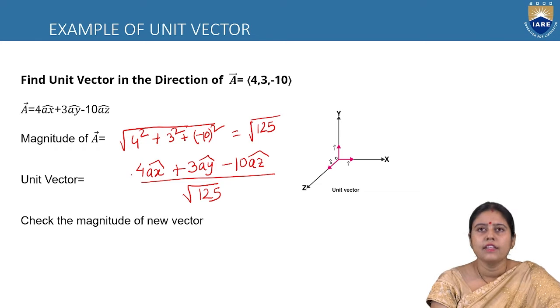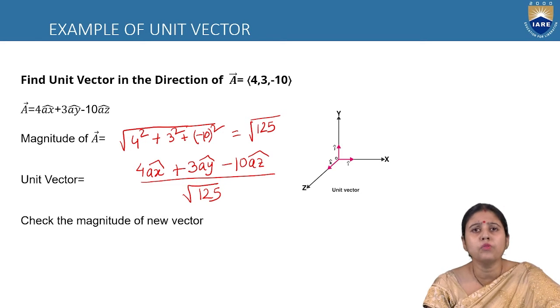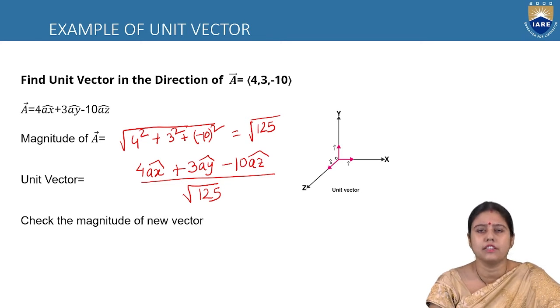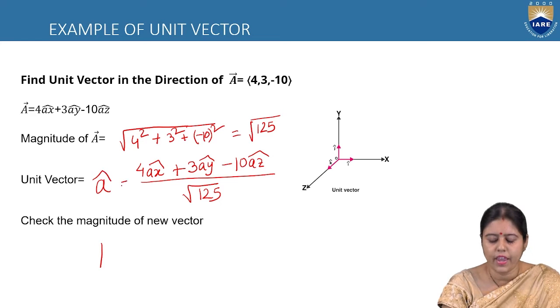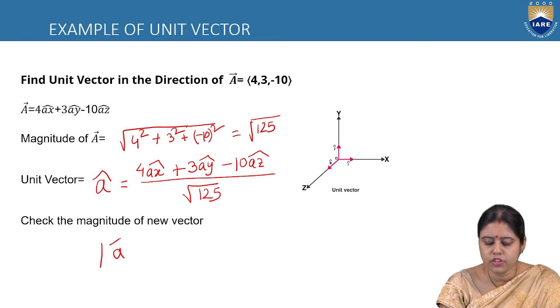We can see the x component is 4 by root 125, the y component is 3 by root 125, the z component is minus 10 by root 125. Then how can we tell it is a unit vector? So let's check the magnitude. How to write the unit vector? A cap. So what is the magnitude of A cap?